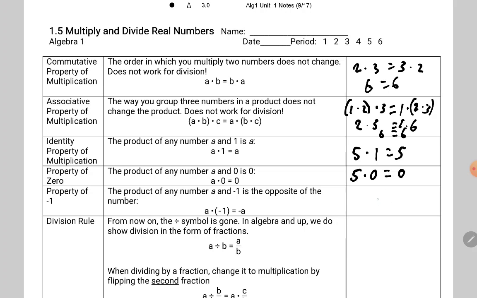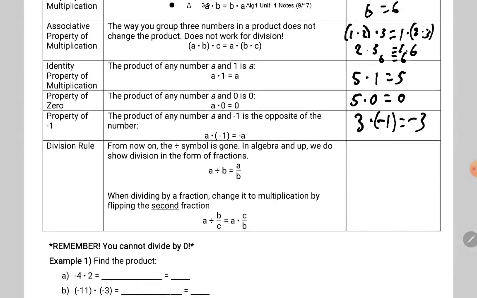Property of -1. If I started off with 3 times -1, it becomes its opposite. So -3 times -1 is +3. 5 times -1 is -5. -5 times -1 is +5.